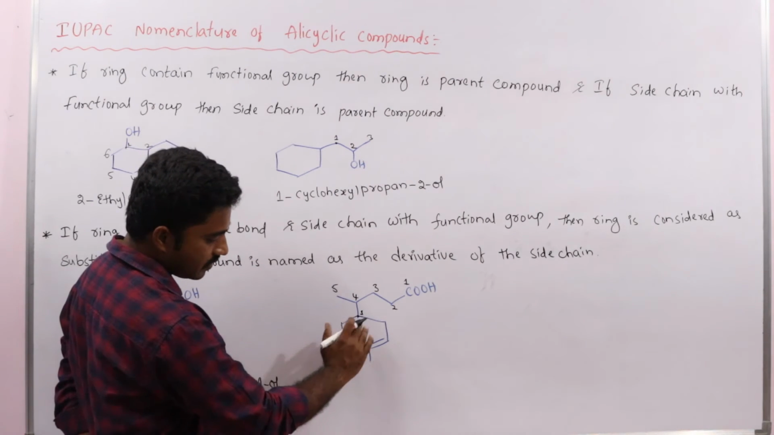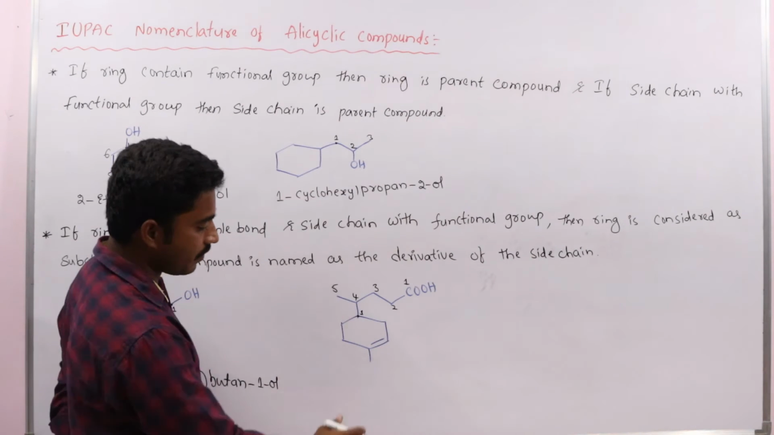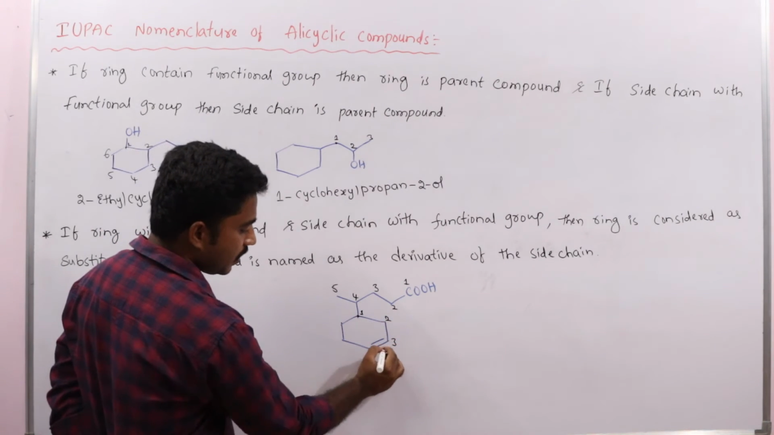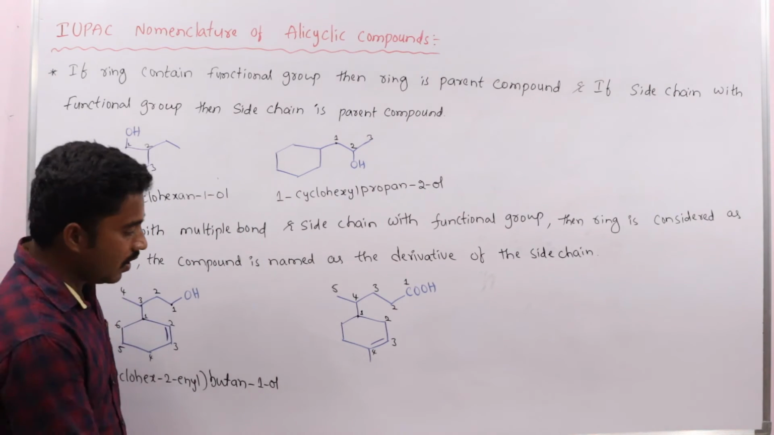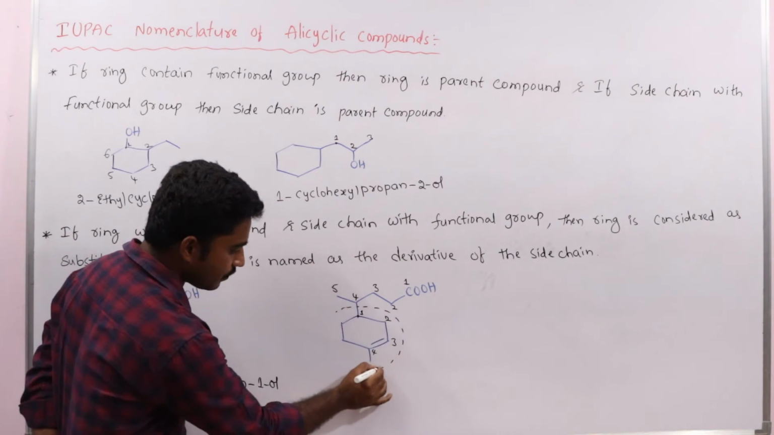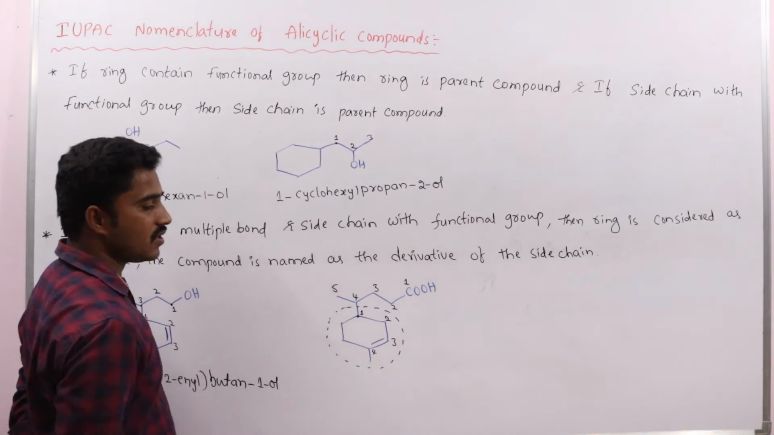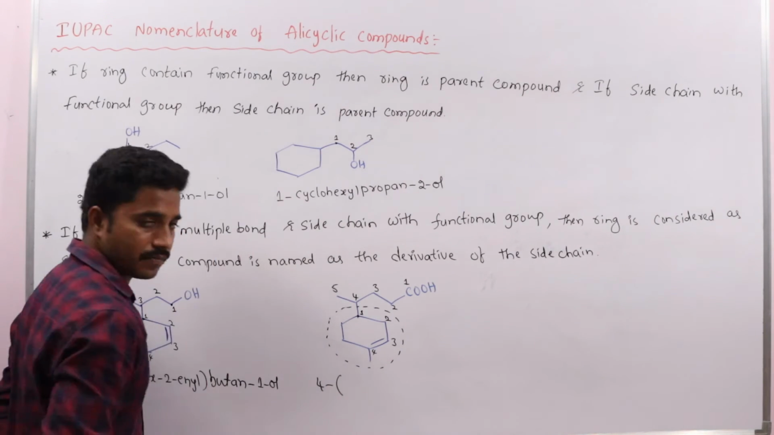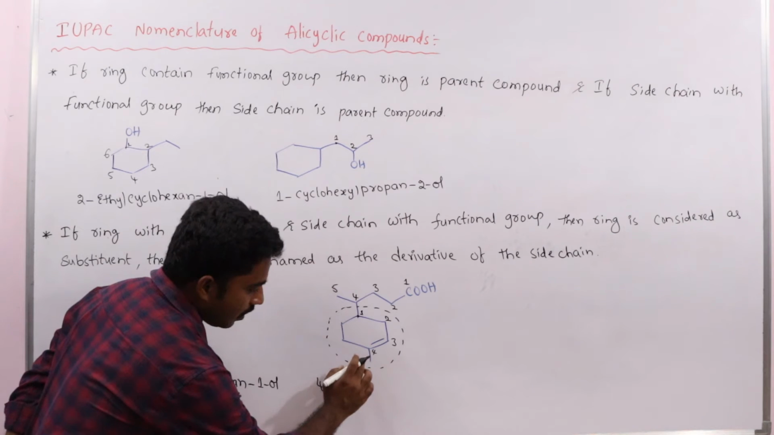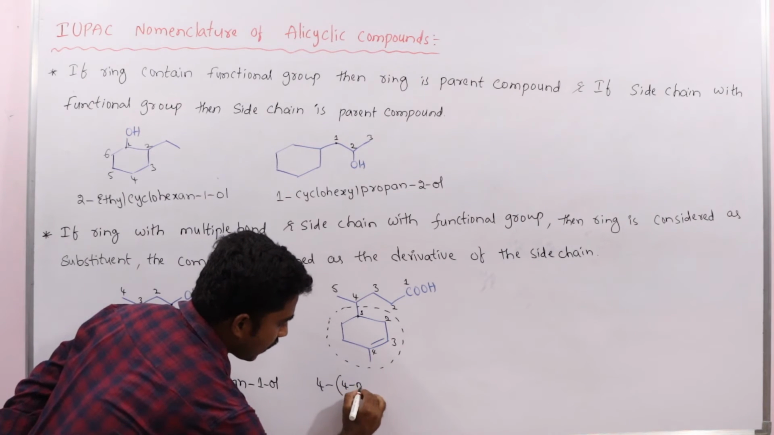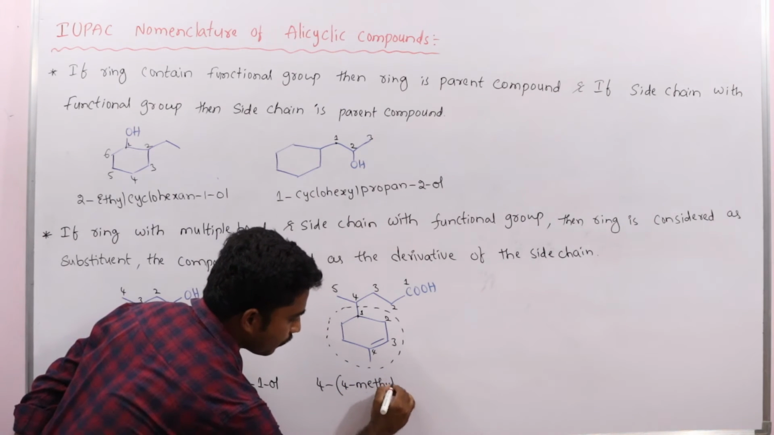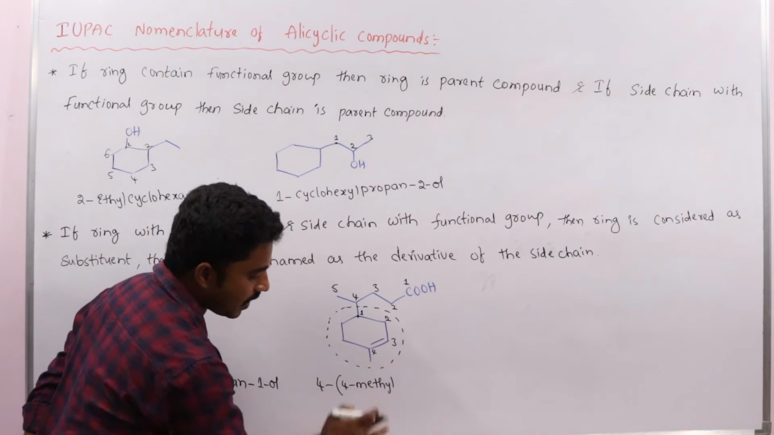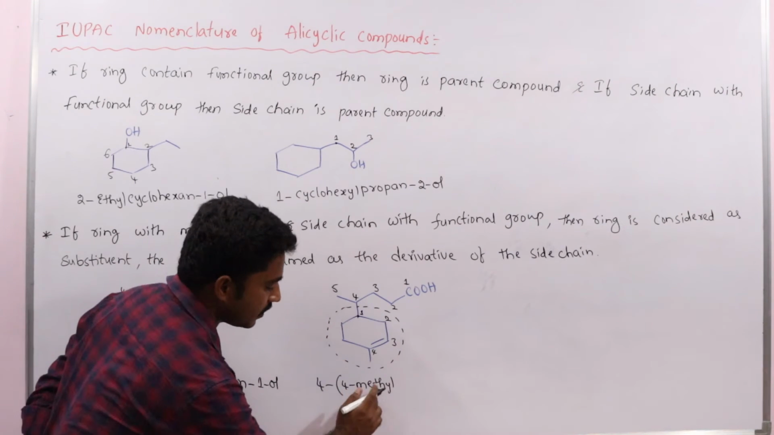Then from the left side or from the right side we have to give the numbering. From the right side, because the double bond should get the least number. 1, 2, 3, 4. Okay, this whole substituent is present at the fourth position of the parent compound. That's why we should write 4 in brackets. 4-methyl. Okay, because on the cyclohex ring at the fourth position a methyl substituent is there. That's why 4-methyl.